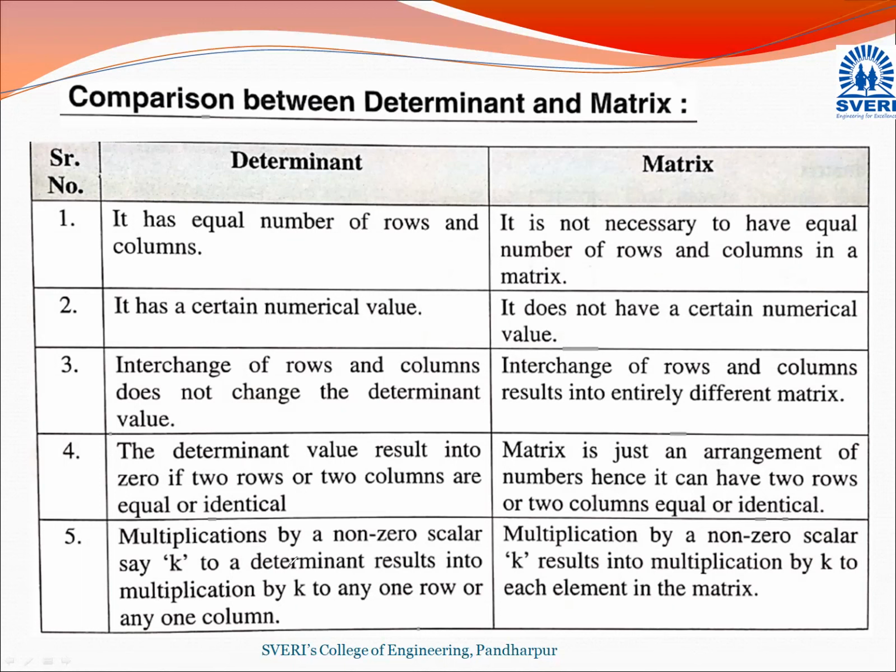The next point, multiplication of a determinant by a non-zero scalar k results in multiplication by k of any one row or one column. And multiplication of a matrix by a non-zero scalar k results in multiplication by k of each element in the matrix. So here is the difference between determinant and matrices. A determinant is shown by two vertical lines, and a matrix is shown in square brackets.